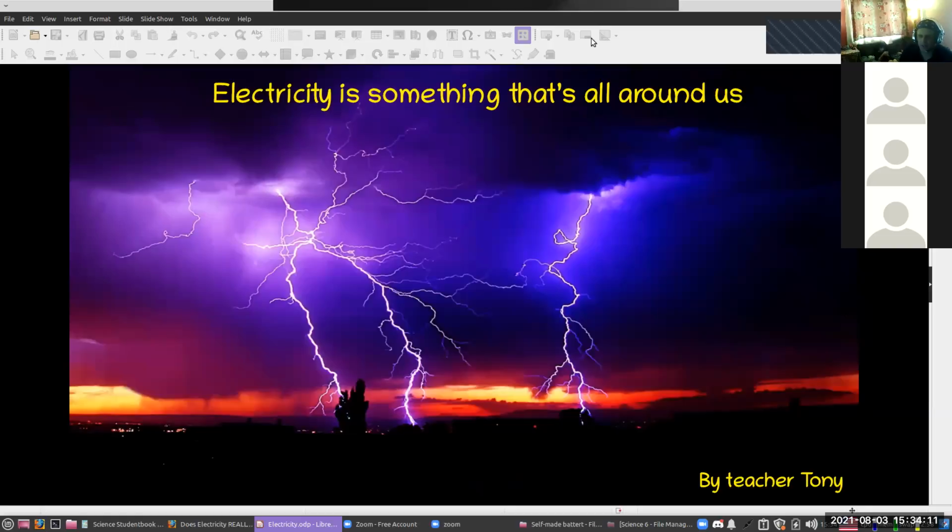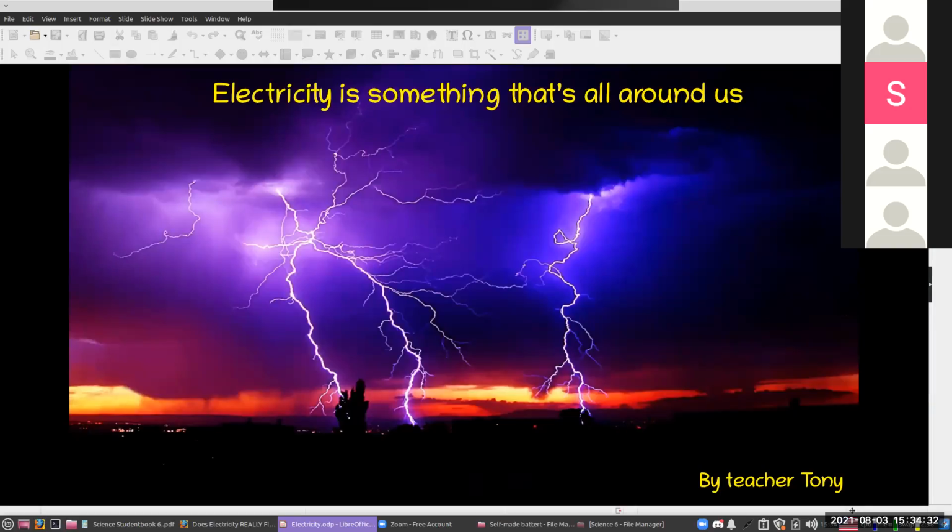So we have here: electricity is something that is all around us. Can you see my monitor? Can you see the PowerPoint? I only like to make sure. Nice. Can you see the picture here? Electricity is something that's all around us. Can you see that? Okay. So electricity is something that is all around us. Raise hands, none. Okay.